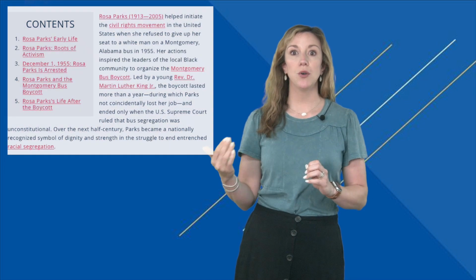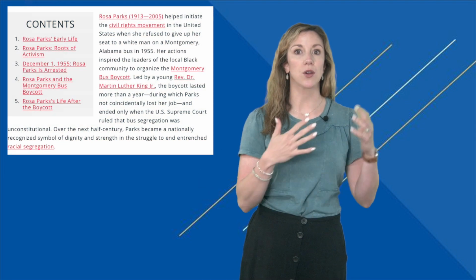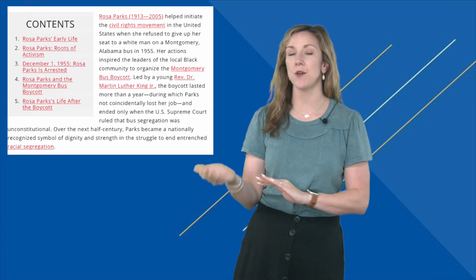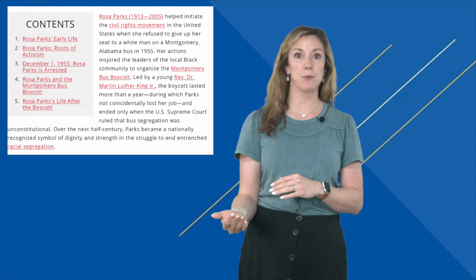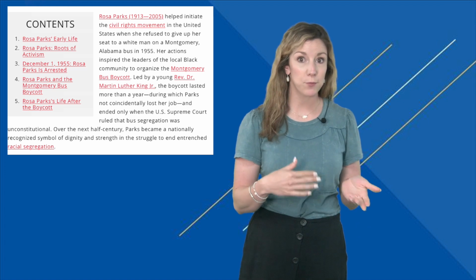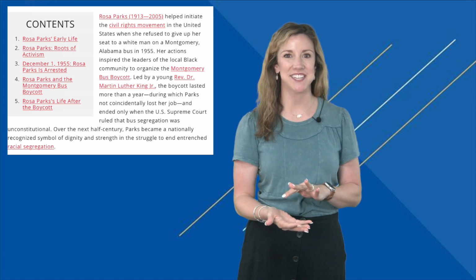I want to take a look at this article from History.com with you. We're going to focus on how it's broken down and pay special attention to the early life paragraph. We will then talk about how that single paragraph helps us understand her story as a whole. Let's begin. This article is broken into sections. Notice as you scroll through the breakdown: her early life, her roots of activism, when she was arrested, the bus boycott, life after the boycott, and then finally the citations.